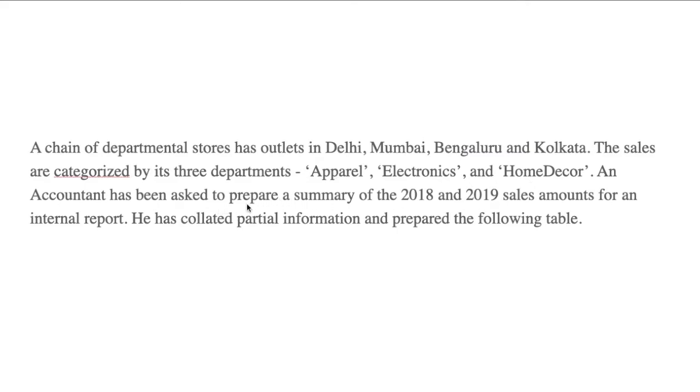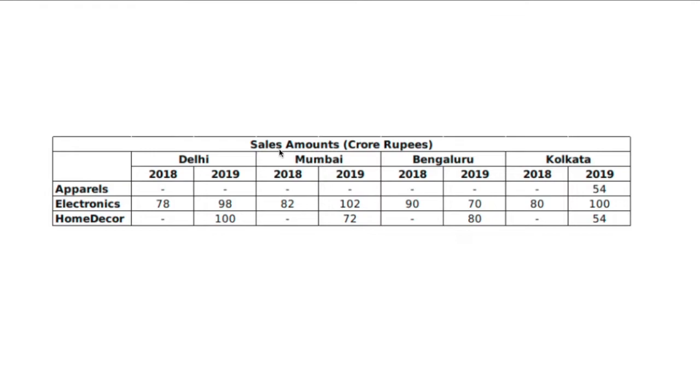An accountant has been asked to prepare a summary of 2018-19 sales. He has collated partial information and prepared the following table. So the table looks something like this. We have sales amount in crores. There are four cities: Delhi, Mumbai, Bengaluru, Kolkata, and every city has the years 2018 and 2018-19. The departments are apparel, electronics, and home decor. We can see that apparel has many missing fields, and electronics does not have any missing field, and home decor has half missing fields.